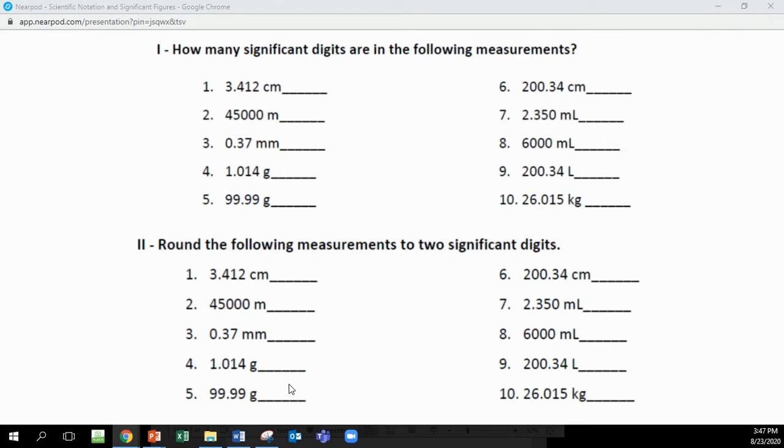Okay, so here, again, pause the video so you can practice and see if you can calculate how many significant digits are in each measurement. And the next thing says to round the measurement to 2 significant digits. And we're going to talk about rounding in a minute. Okay, so pause here, try to do the top part. Once you've done the top part, you can move on to the next page.